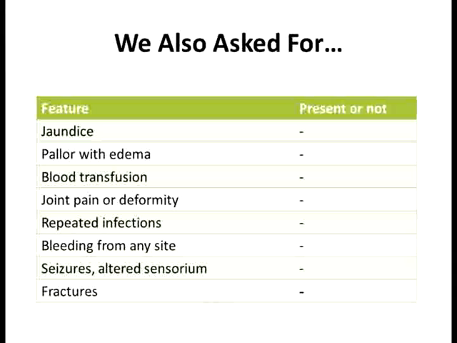For the systemic evaluation, we also asked about jaundice, which was not present. There was no history of pallor, no history of any blood transfusion. There was no history of joint pain, joint deformity, or bone pain. There was no history of repeated infections or bleeding from any side, such as melena or hematemesis. There was also no history of seizures or altered sensorium.